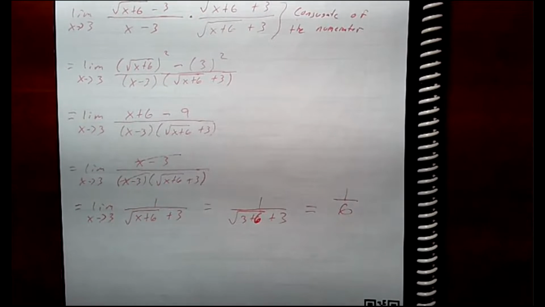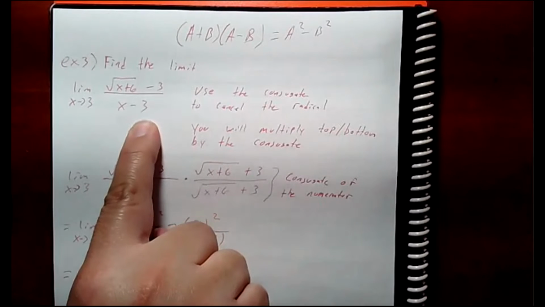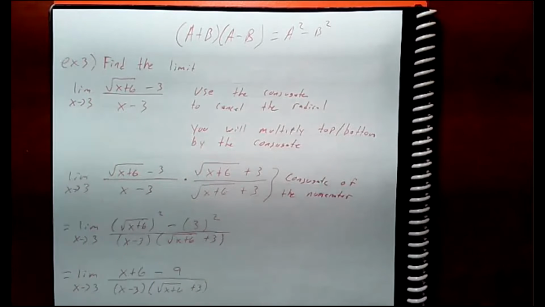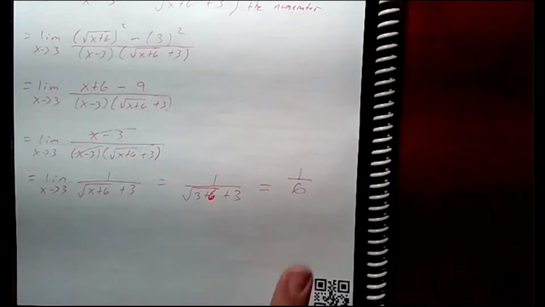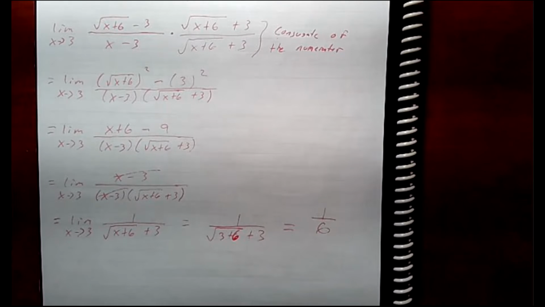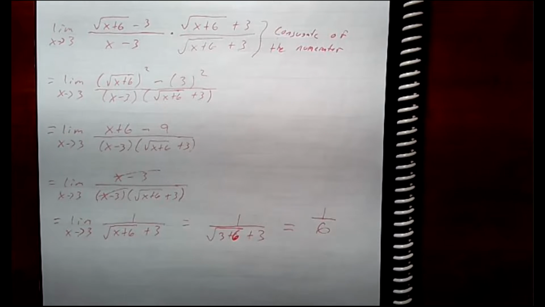If you were to have graphed the original, you would have seen as I approach from the right and left side, as I approach 3, that I'm going to 1/6. But they asked us to do it this way. Any questions on number 3?